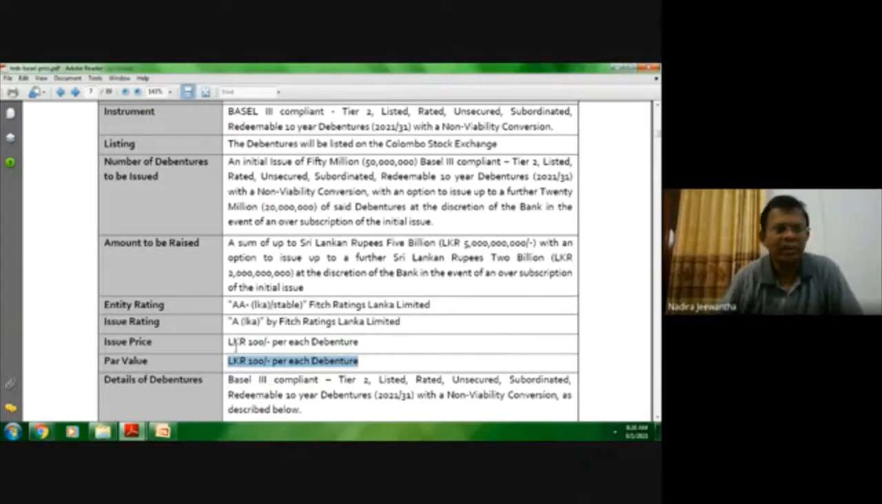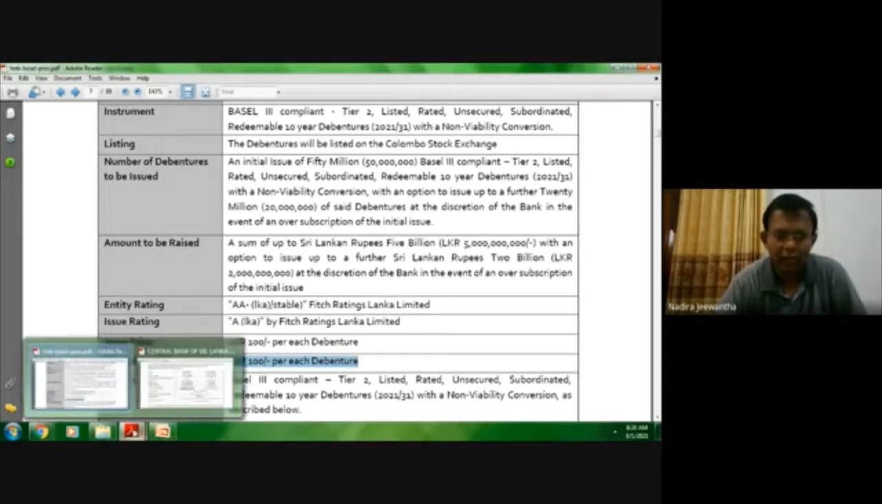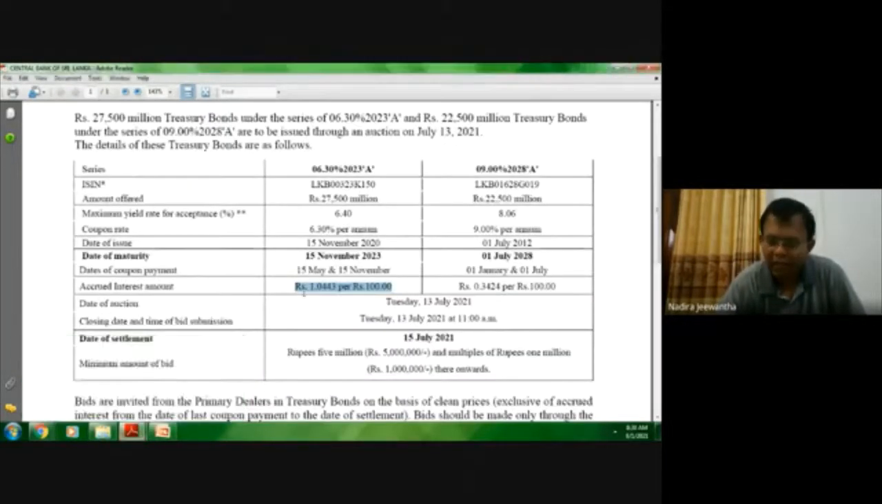Why 100? Why can't it be 89? Why can't it be 101? This is not a previously issued bond. This is not a previously issued debenture. But if you take this particular one, previously issued, when was it first issued? 2020. Then obviously you have accrued interest.